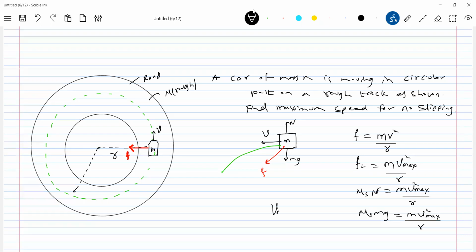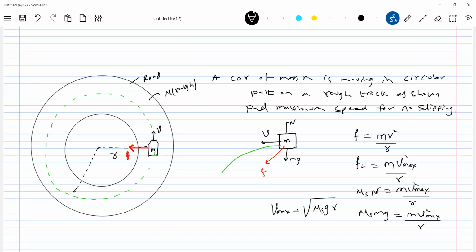So what is v max equal to, what is the permitted speed? v max equals square root of mu s g r. If the speed of the car is less than this, friction will be static. If the speed of the car is more than this, friction will be kinetic, and it will not be sufficient and the car may lose the circular path.